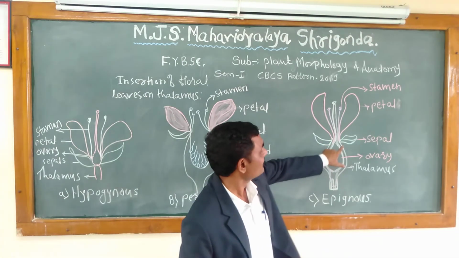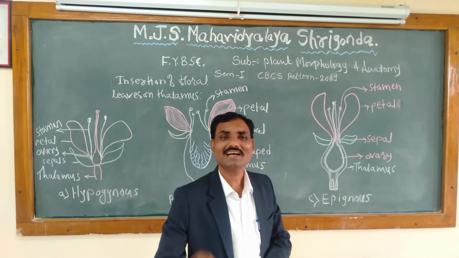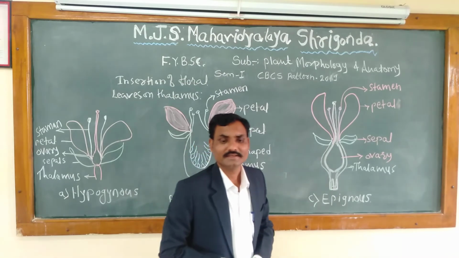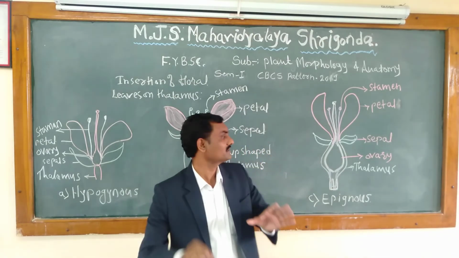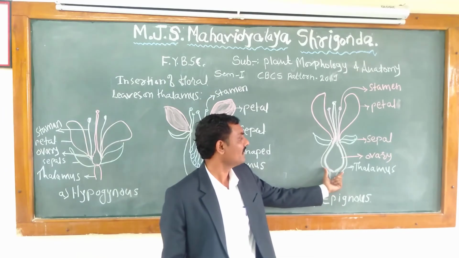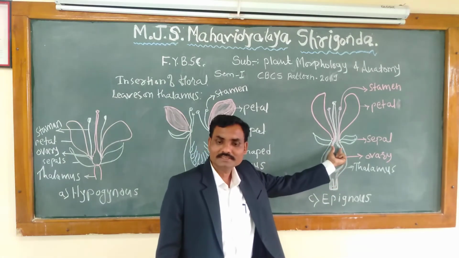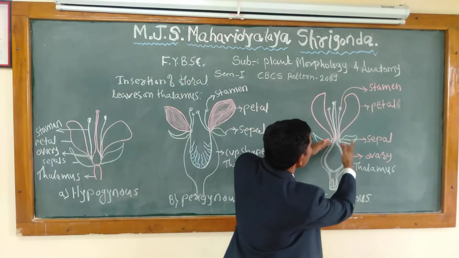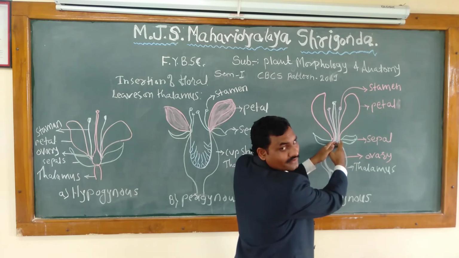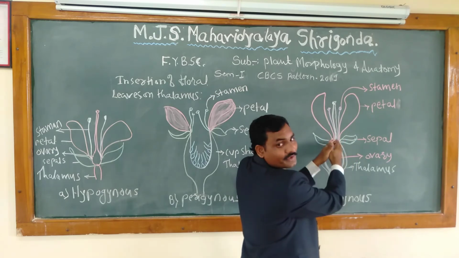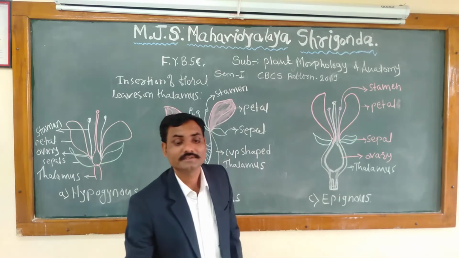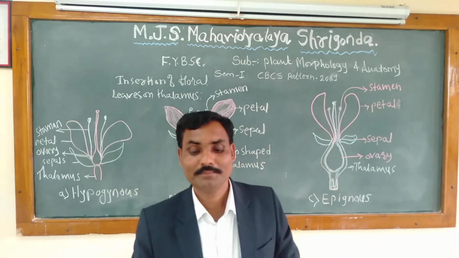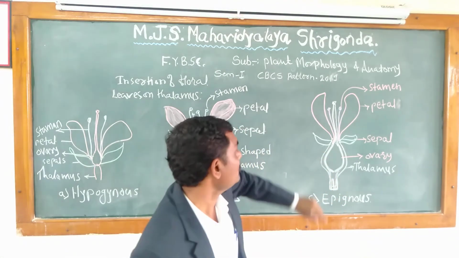This is the thalamus. It is concave or cup-shaped, and the margin of the thalamus grows upward, which completely closes the ovary. It also closes the ovary. See there, dear students, observe here. It closes the ovary, and the calyx, corolla, and androecium are placed above the ovary.